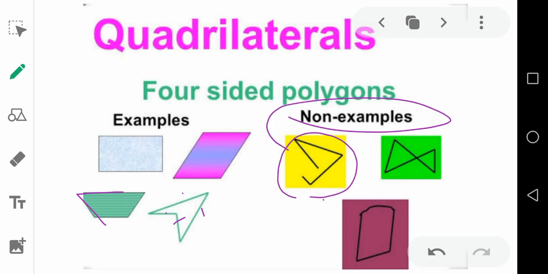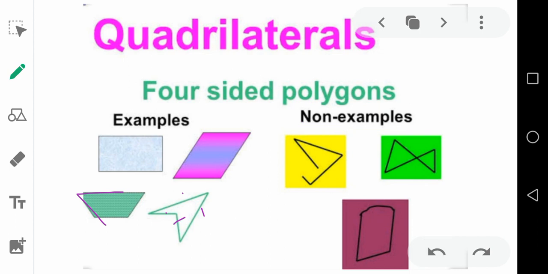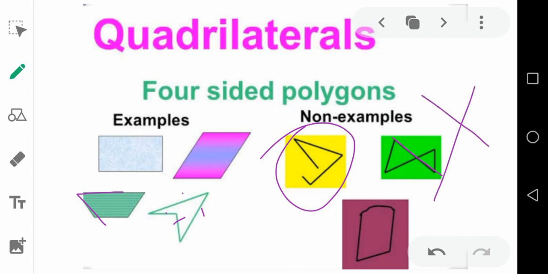Why is it not a quadrilateral? Because it is not closed. Polygons means they are simple closed curves made entirely of line segments, right? So it should be simple. That means it should not cross like this, and it should be a closed curve. This is not closed. So quadrilaterals are polygons with 4 sides. Clear? So these are not polygons. Here we have the examples of polygons.